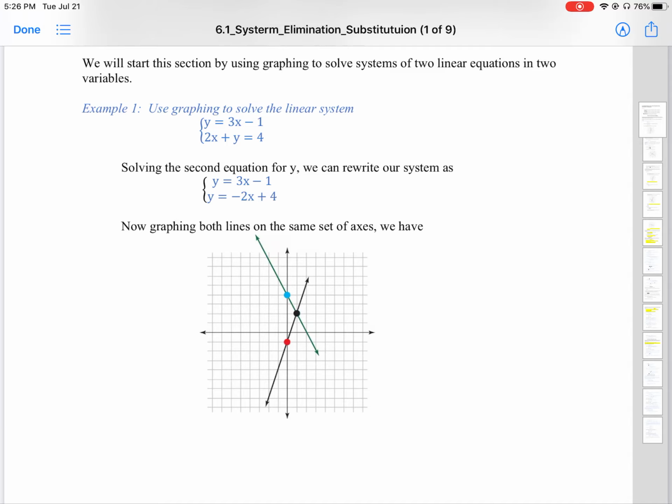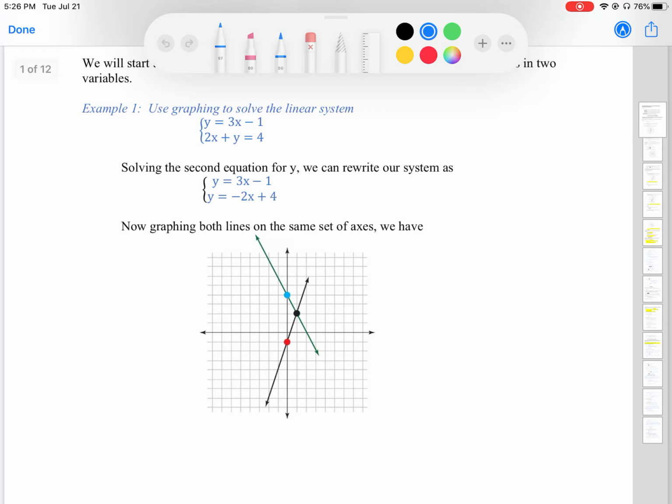So let's start with this first example. Use graphing to solve linear systems. I have y equals 3x minus 1 as my first equation, and we have 2x plus y equals 4 as our second. For our second, let's go ahead and change it so that it's in that y equals mx plus b form, so that it's easier to graph. So you would have to subtract 2x from both sides. You would have y equals minus 2x, plus 4, just as we have below.